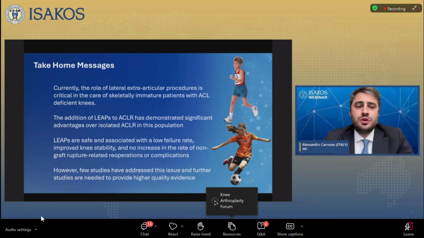So in conclusion, currently the role of lateral extraarticular procedures is critical in the care of skeletally immature patients with ACL deficient knees. And the addition of a lateral extraarticular procedure to ACL reconstruction has demonstrated significant advantages over isolated ACL reconstruction in this population. So lateral extraarticular procedures are safe and associated with a low failure rate, improved knee stability, and no increase in the rate of non-graft rupture related reoperation or complication. However, few studies have addressed this issue, and further studies are needed to provide higher quality evidence.